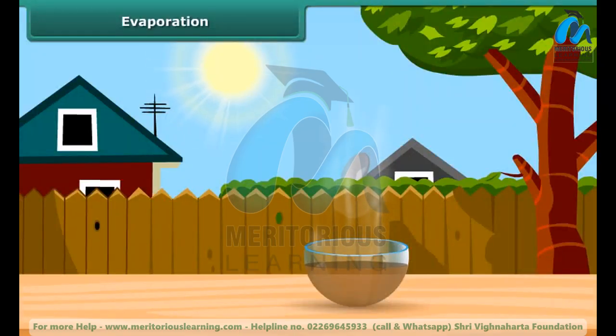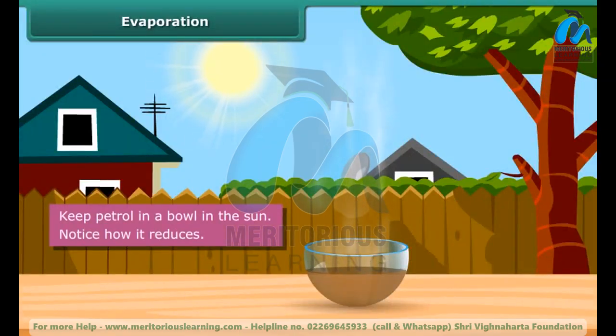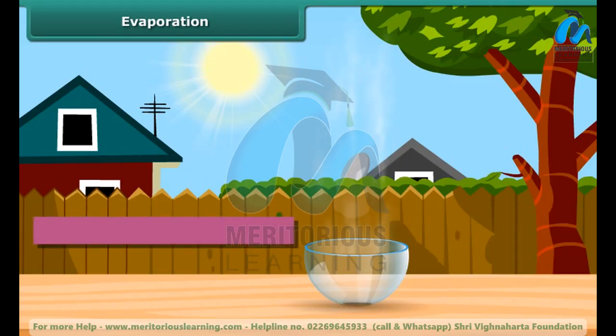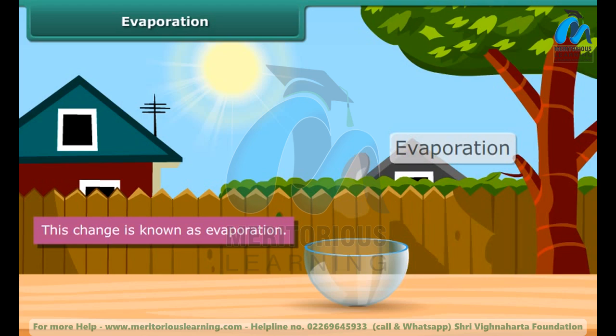Evaporation. What happens when you keep some petrol in a bowl in the sun? After some time, you see that the petrol starts reducing. This is an example of change known as evaporation.